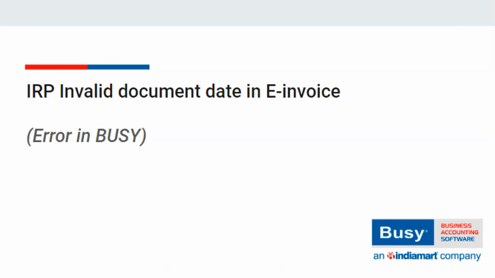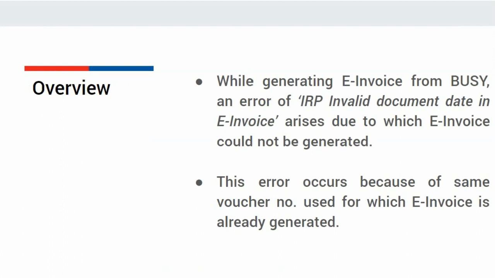IRP invalid document date in e-invoice. While generating e-invoice from Busy, sometimes an error of IRP invalid document date in e-invoice arises, due to which e-invoice could not be generated. This error occurs because of the same voucher number used for which e-invoice is already generated. So, let us see this error in Busy and its possible solution.